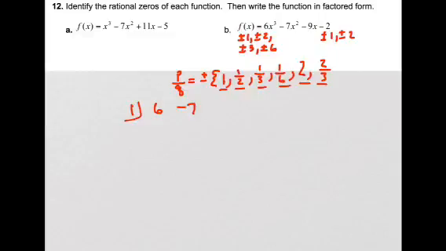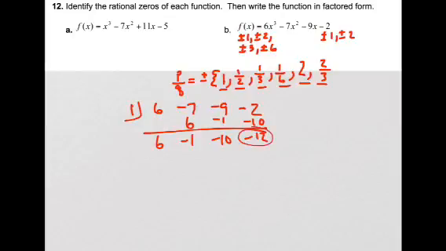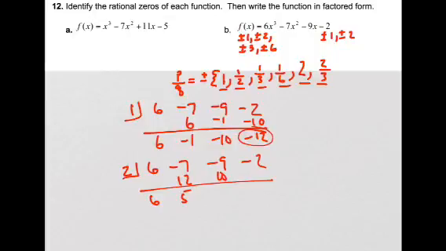Set it up with synthetic division. So bring down the 6. Add. And it doesn't work because the remainder is not 0. I'll move on to 2. Bring down the 6. Add. And this one worked, okay?